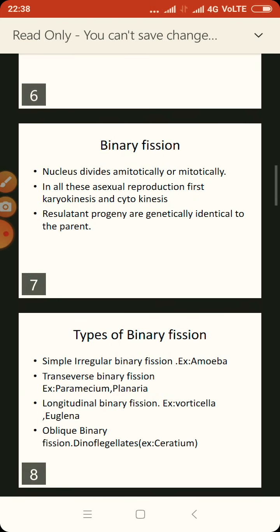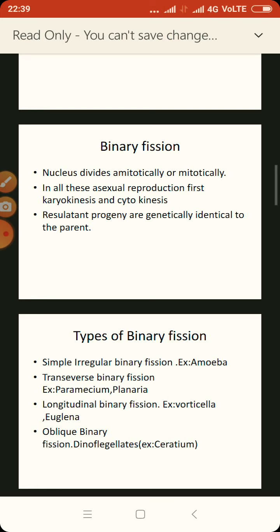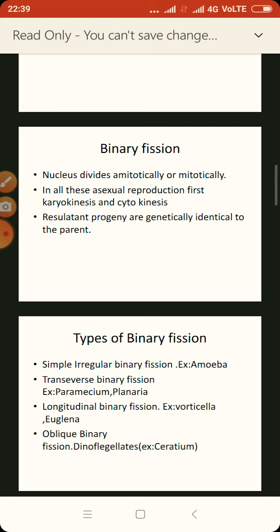Okay, so now let's go one by one. Number one, binary fission. When we study the characteristics of binary fission, we should say that the nucleus divides amitotically or mitotically.